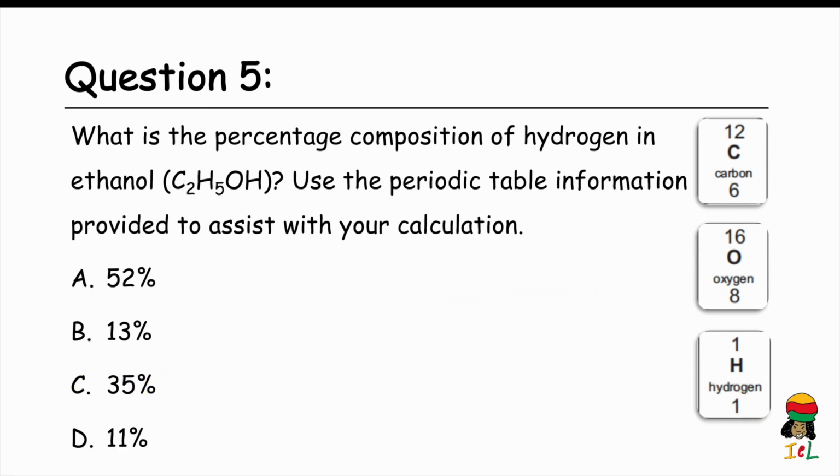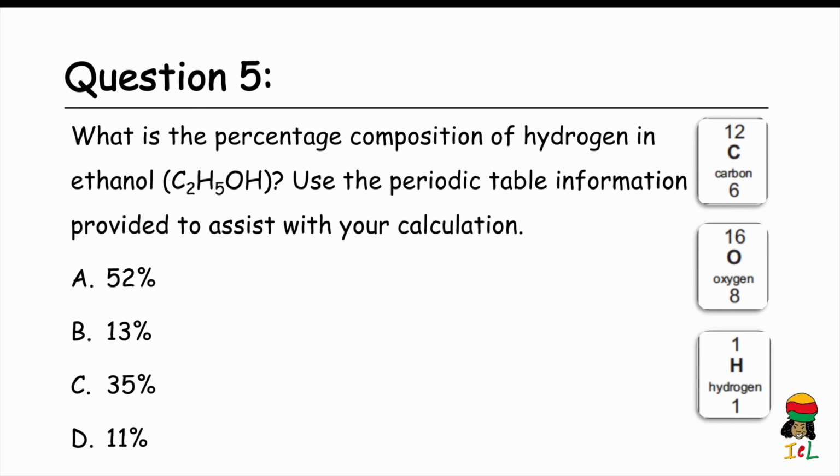Question 5. What is the percentage composition of hydrogen in ethanol? Use the periodic table information to assist with your calculation. A. 52%, B. 13%, C. 35%, D. 11%.